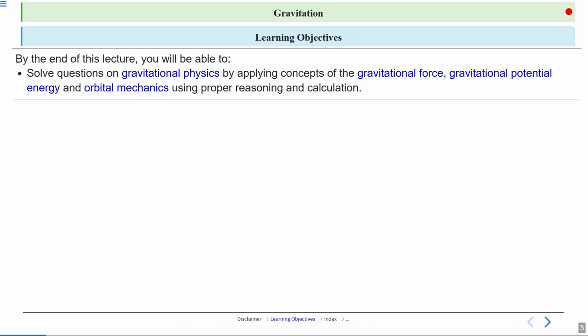Learning objectives. By the end of this lecture you will be able to solve questions on gravitational physics by applying concepts of the gravitational force, gravitational potential energy, and orbital mechanics using proper reasoning and calculation.